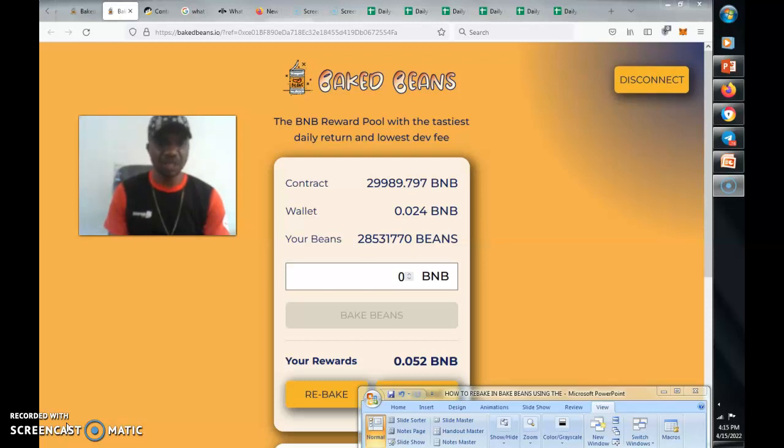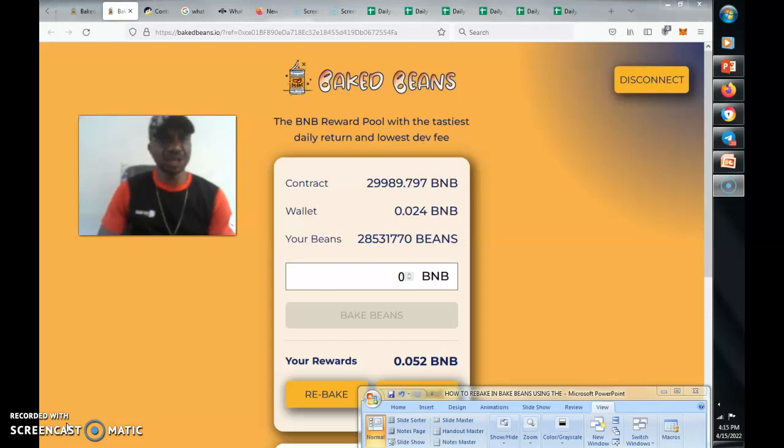What is baked beans investment? It's an investment that works in the dark miner, and there is also a smart contract, and it gives us a return on investment of 8% on a daily basis. On daily basis, it pays us 8% of our investment.